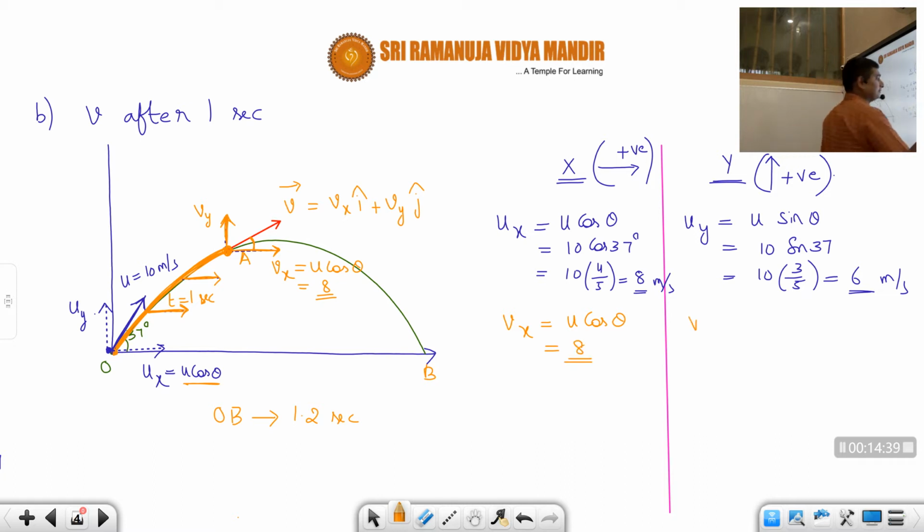Now I want Vy. How to get Vy? Equations of motion in y direction. Anyway I know acceleration due to gravity in y direction. How much is that? Minus g, or minus 10 meters per second square. Here acceleration is not required in x direction, as it is always 0. Correct or not?